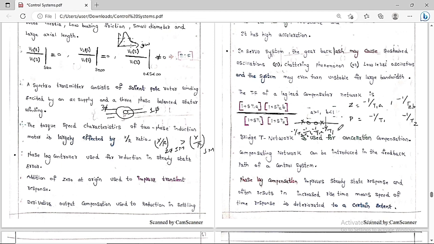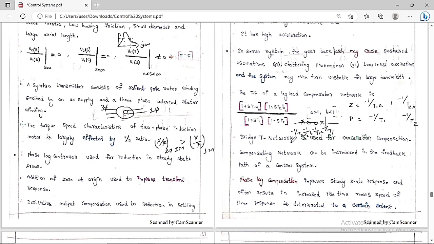This is the lag lead compensator. Whenever you move in this direction, first we are going to see the lag, then we are going to see the lead. In the case of lag, the pole is nearer to the origin when compared to the zero. In the case of lead, the zero is closer to the origin when compared to the pole.